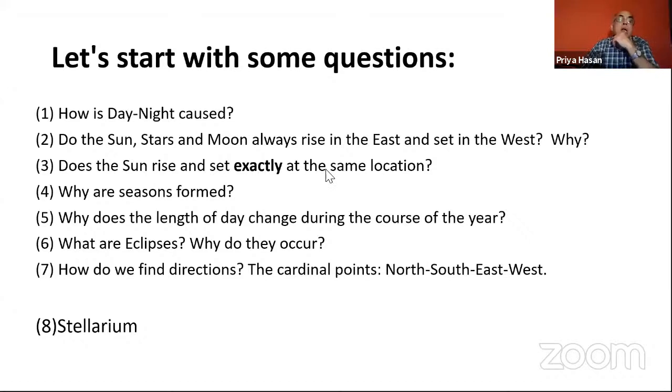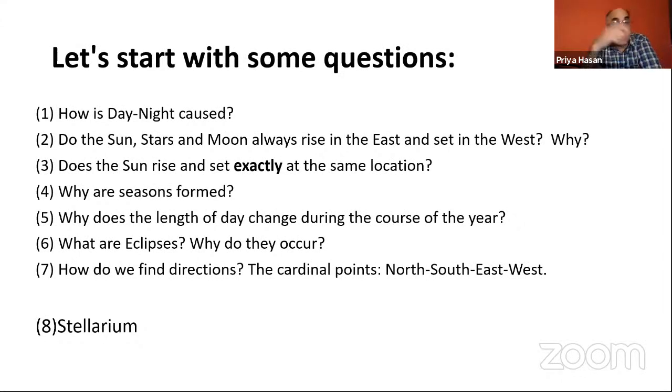Yeah, so what is the reason for day and night? They are caused because of rotation of the earth, right? Earth spins on its axis once in 23 hours, 56 minutes and 4 seconds. And we define day and night by the apparent motion of sun on the sky.